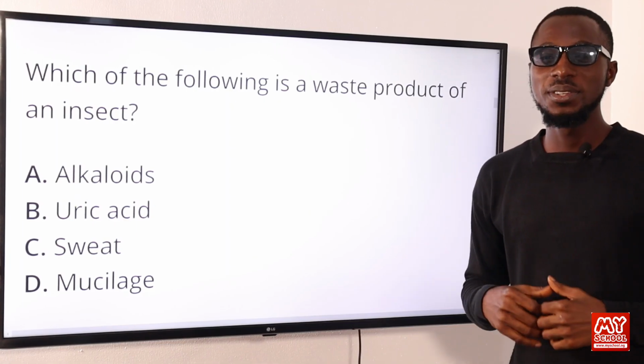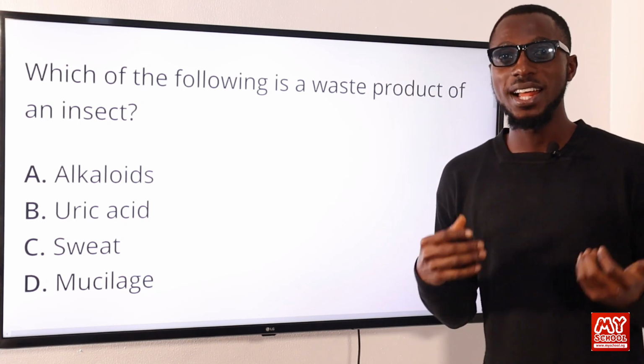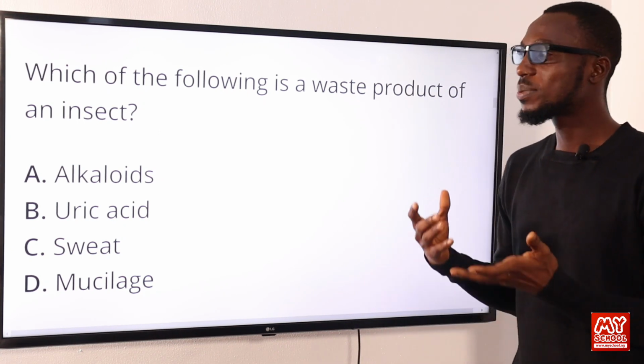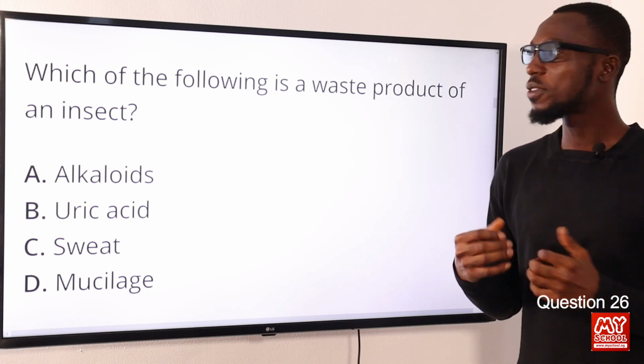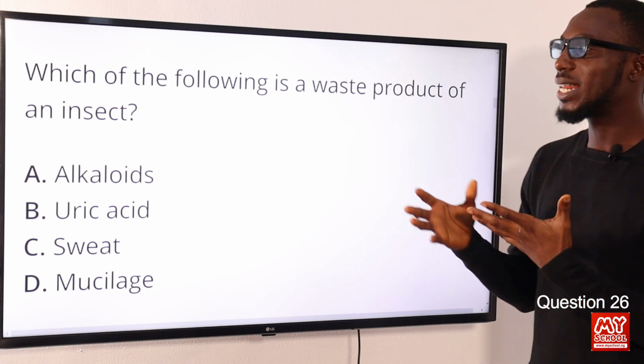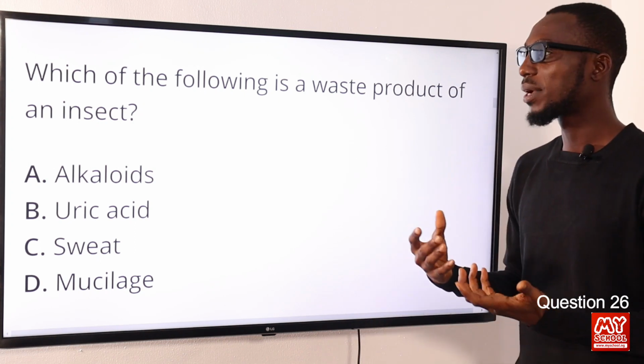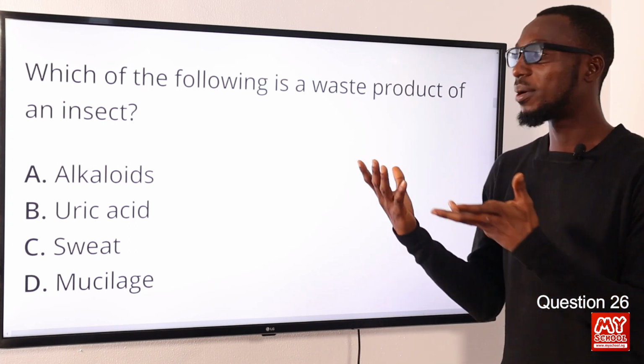You're welcome back to this video segment, and in this particular session we are solving questions 26 to 49. So join me as we start with question 26. Which of the following is a waste product of an insect? So probably I'm talking about a grasshopper or a cockroach.